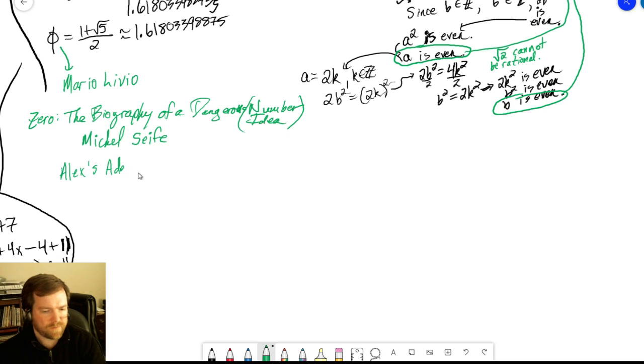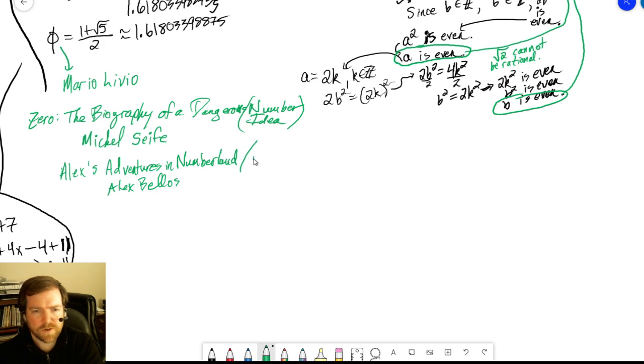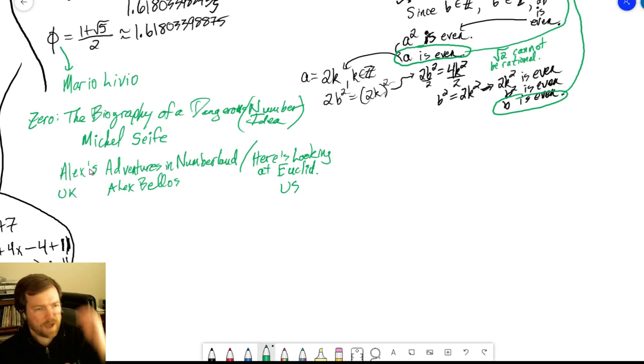I read through Alex's Adventures in Numberland. This is Alex Bellos. It is also called Here's Looking at Euclid, depending on which version you get. The US edition is Here's Looking at Euclid, and the UK edition is Alex's Adventures in Numberland. It's playing on Alice's Adventures in Wonderland, and Here's Looking at You, Kid from Casablanca.